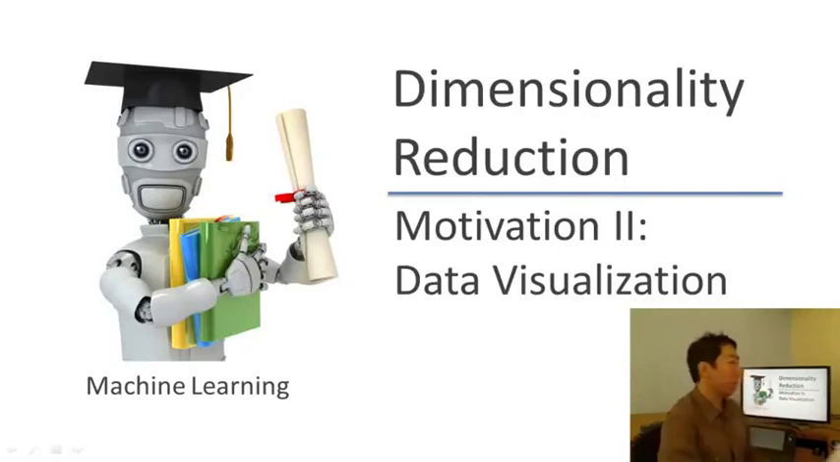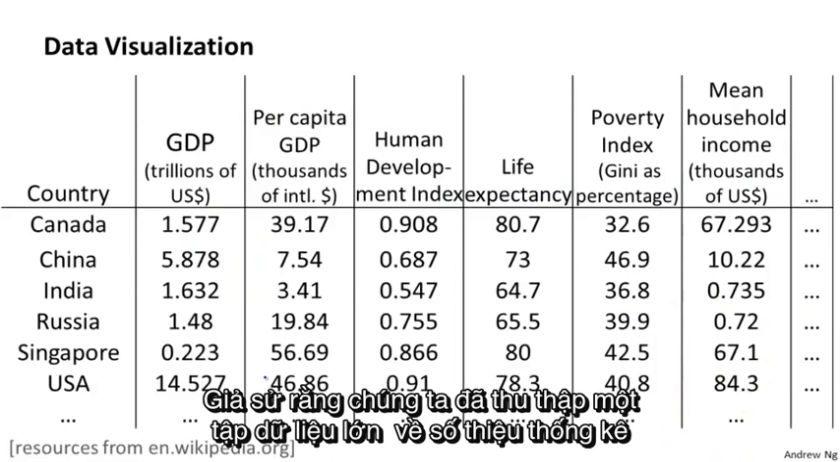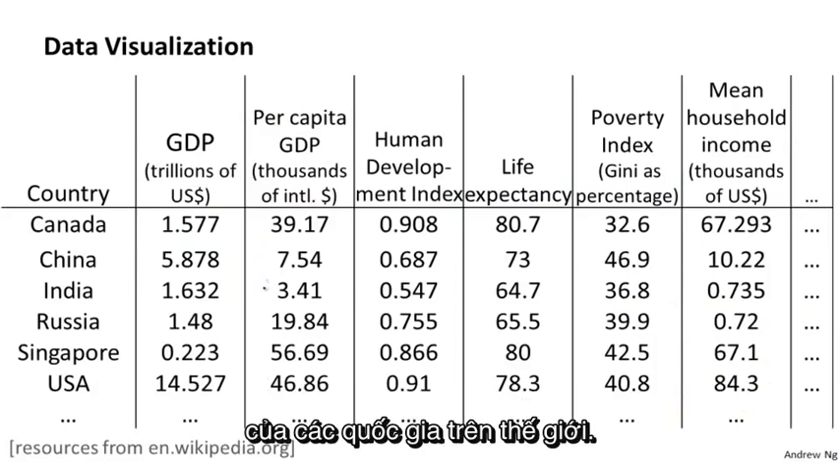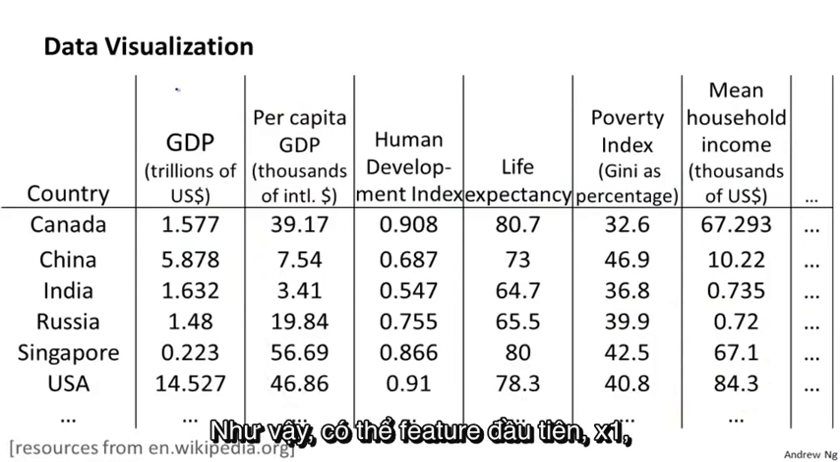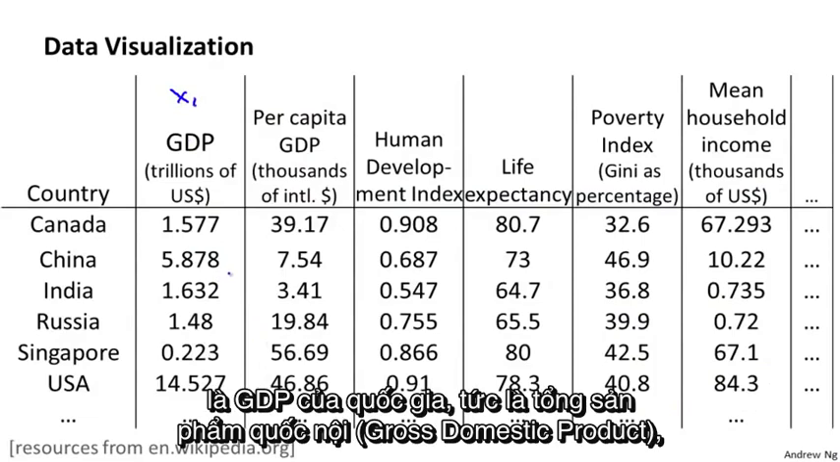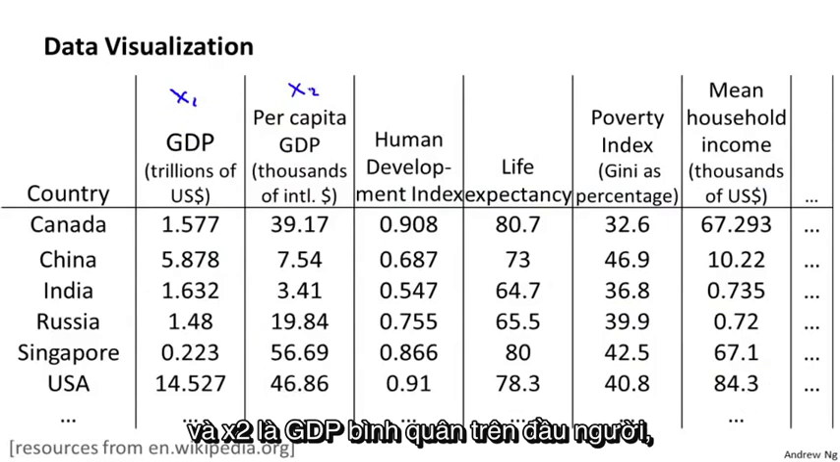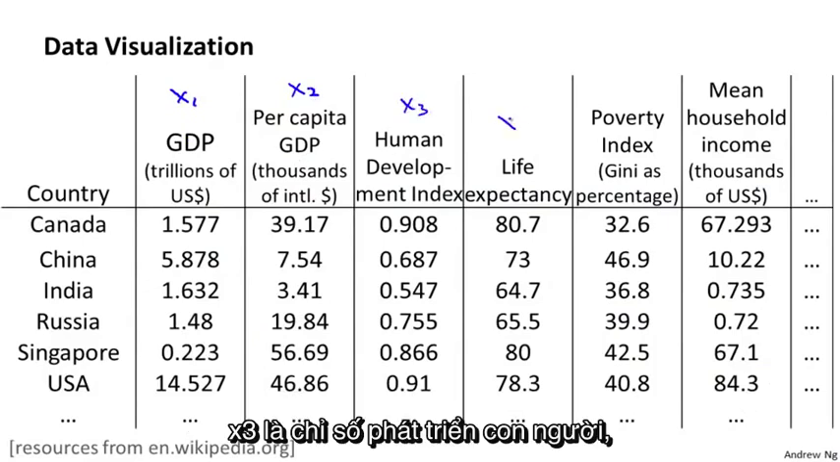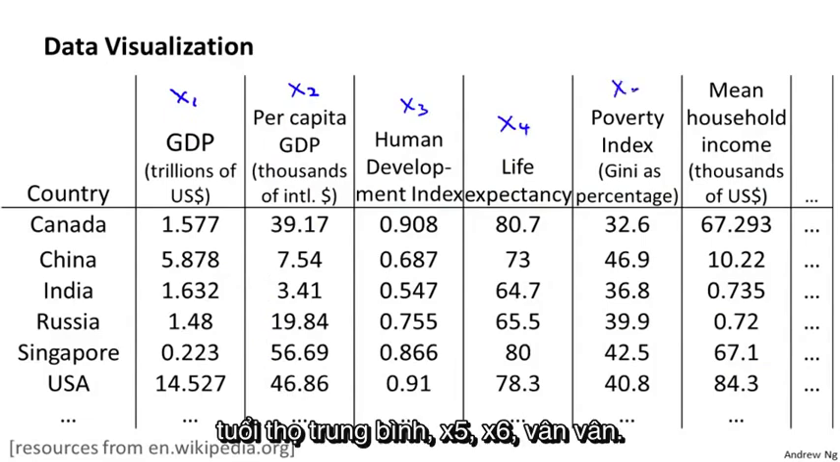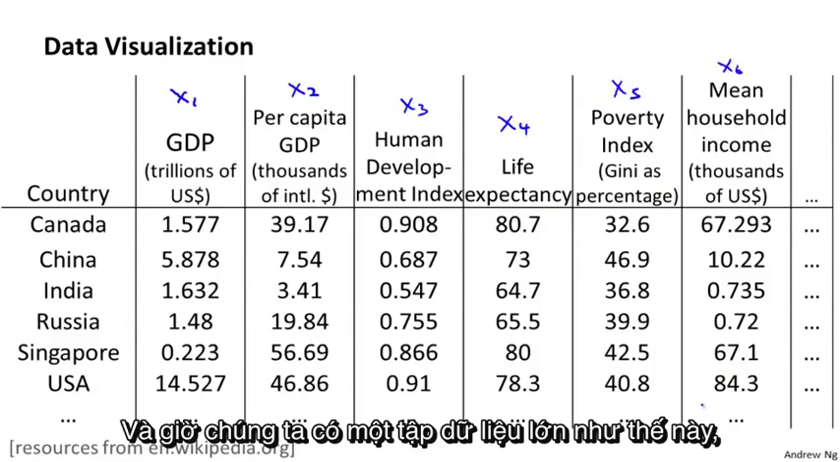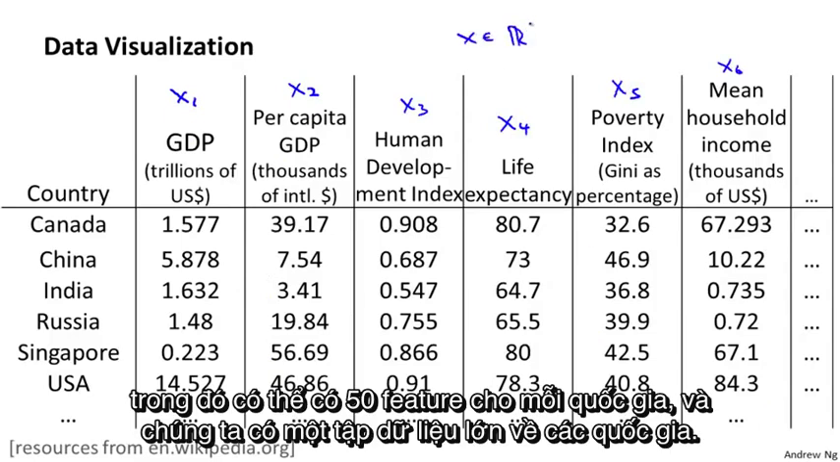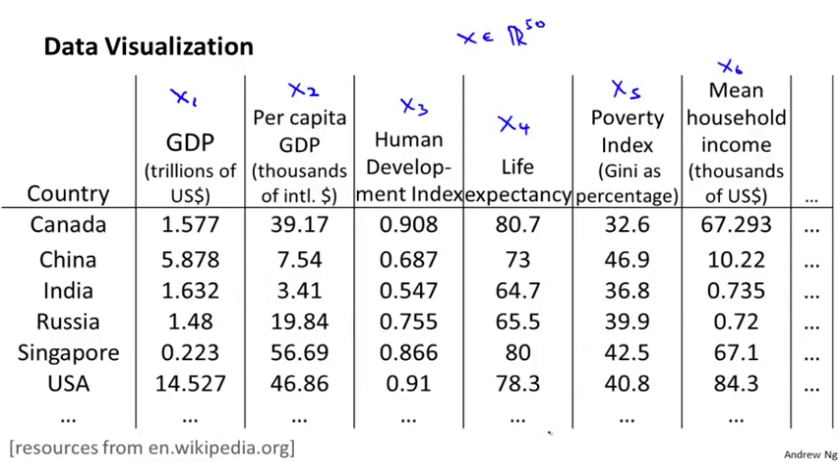Let's start with an example. Let's say we've collected a large data set of many statistics and facts about different countries around the world. So maybe the first feature, X1, is the country's GDP, or the gross domestic product. X2 is the per capita, meaning the per person GDP. X3, human development index, life expectancy. X5, X6, and so on. And we may have a huge data set like this with, maybe 50 features for every country, and we may have a huge set of countries.